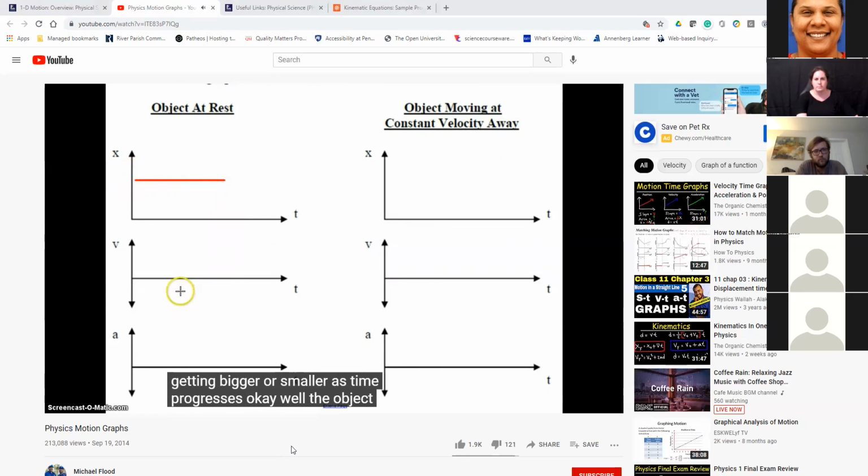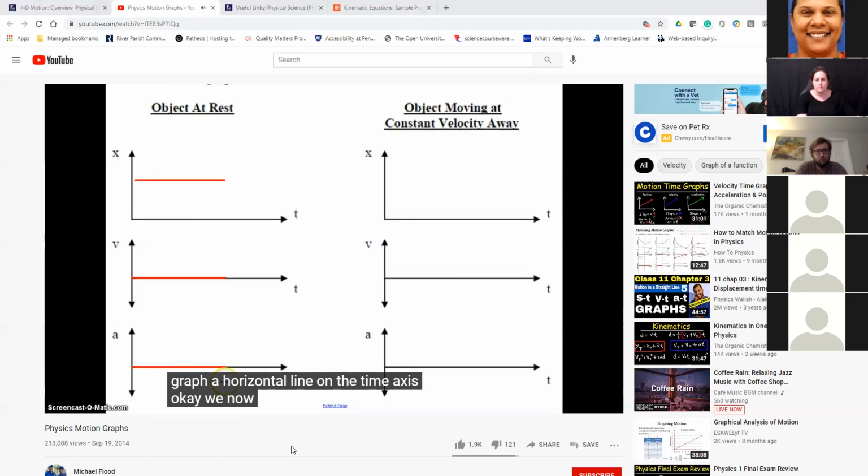Okay. Well, if an object is at rest, that means its velocity is zero. And where the time axis intersects here on the y-axis would be where velocity is zero. So we would have a VT graph that has a horizontal straight line on the time axis. If there's no velocity, there's no acceleration. So it also has a zero AT graph, a horizontal line on the time axis.